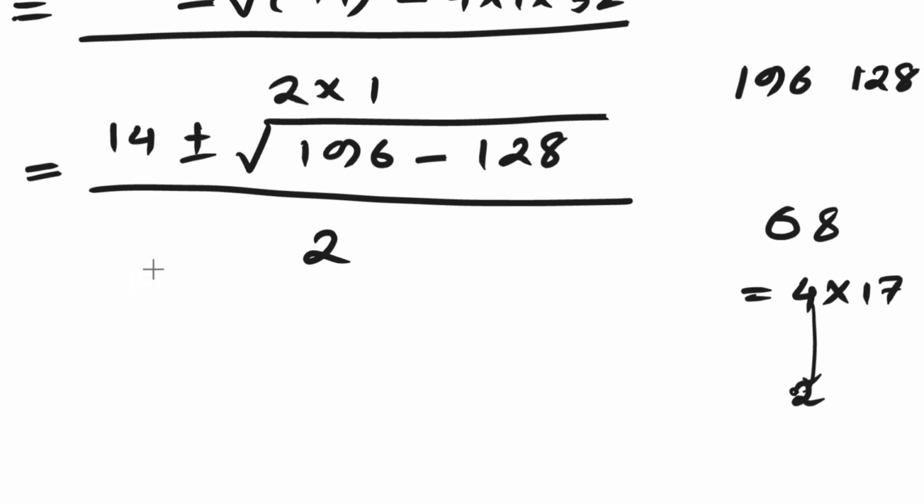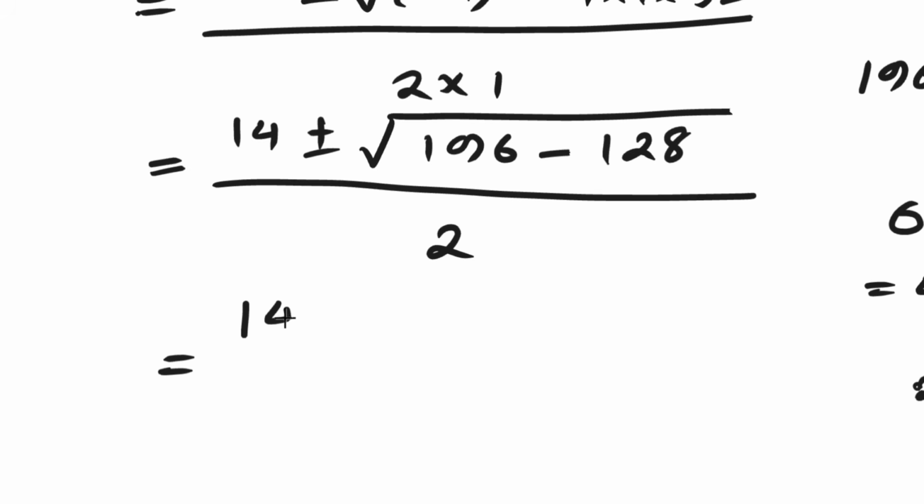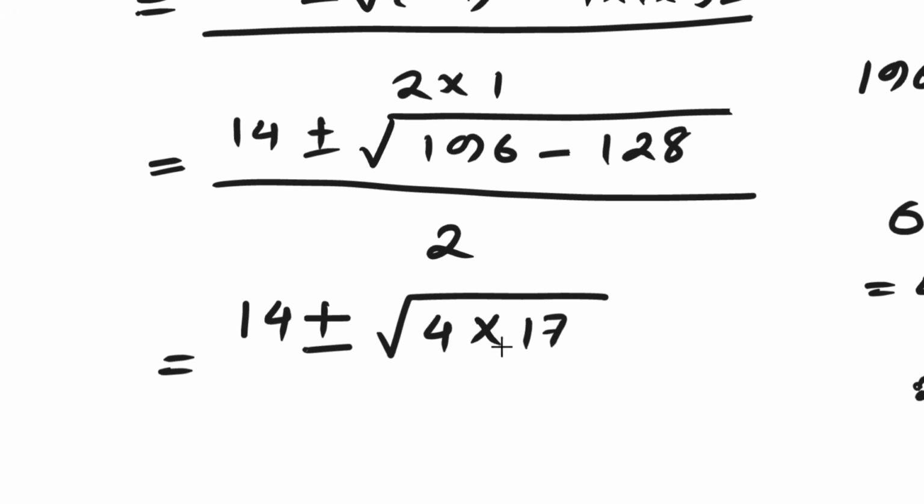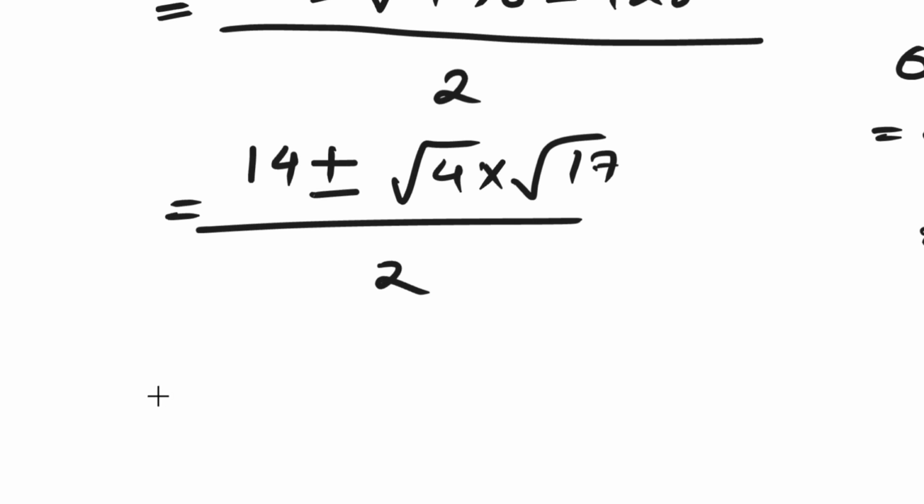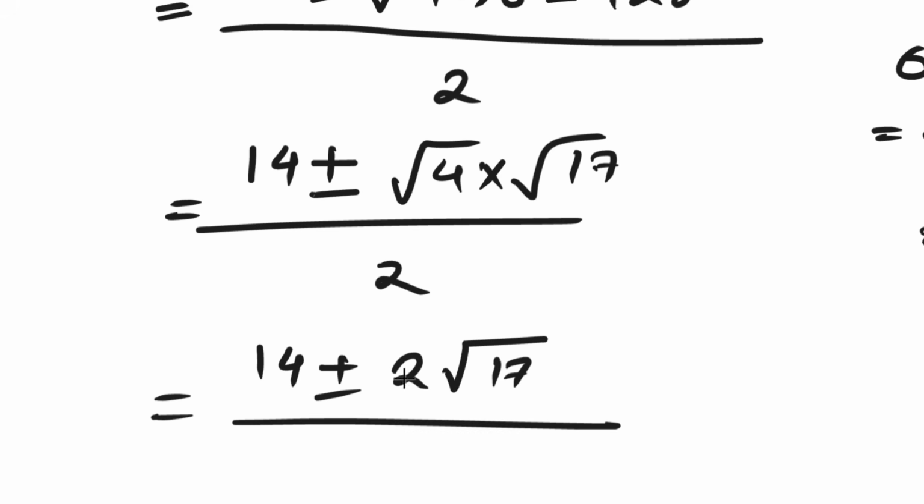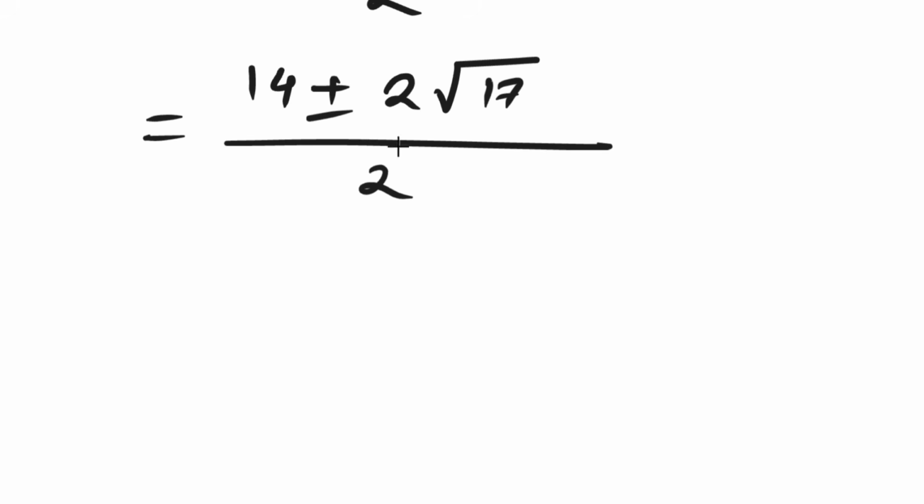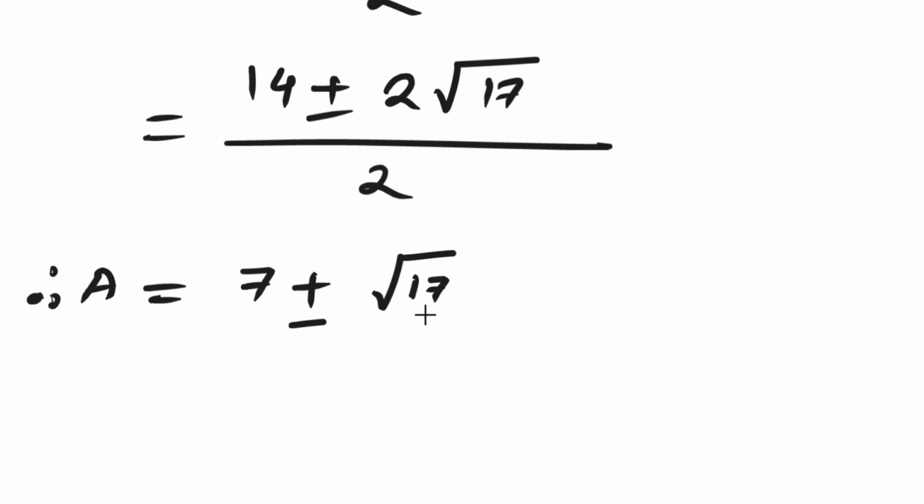So we rewrite this as a equals 14 plus or minus the square root of 4 multiplied by the square root of 17, divided by 2. The square root of 4 is 2, so this becomes a equals 14 plus or minus 2 times the square root of 17, divided by 2. Now divide every term in the numerator by 2. 14 divided by 2 is 7, and 2 square root of 17 divided by 2 is simply square root of 17. Therefore, a equals 7 plus or minus the square root of 17.